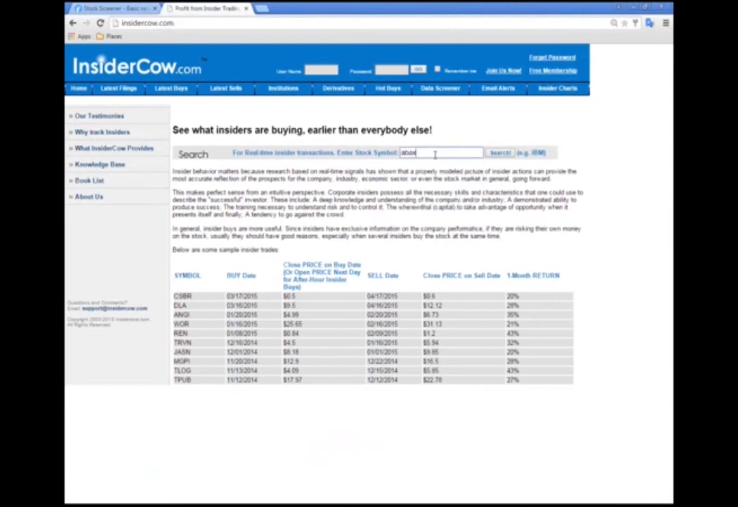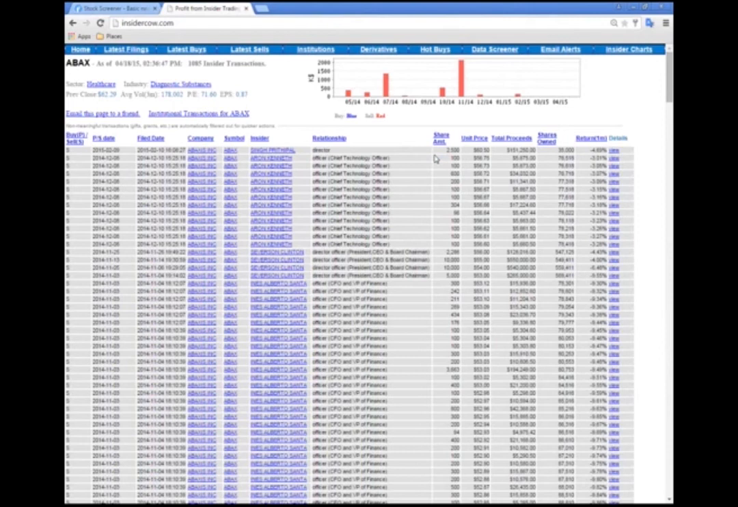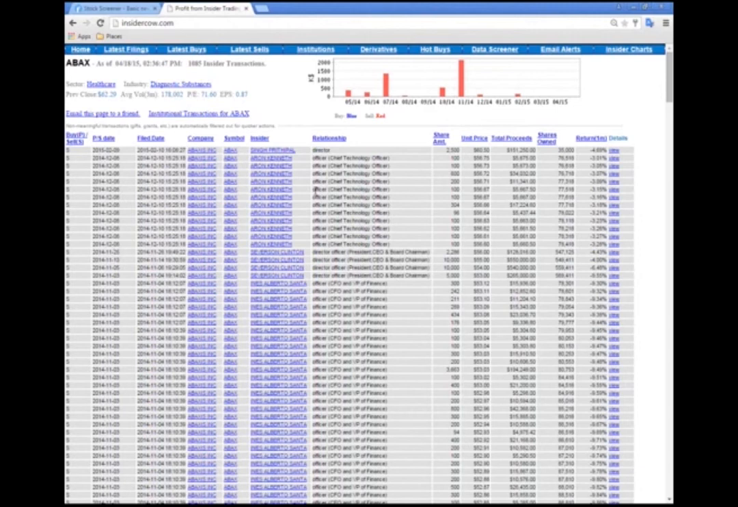What we can do is type in ABAX, and you'll see it then gives us a reading of what's going on. Okay? You can see all of these transactions are listed on the left-hand side. So we've had heavy insider selling in December. Well, actually not that heavy, mostly back in November. You can see by the director, officer, president, CEO, and board chairman. And it's almost like they're taking turns month after month as you look down the transaction size.